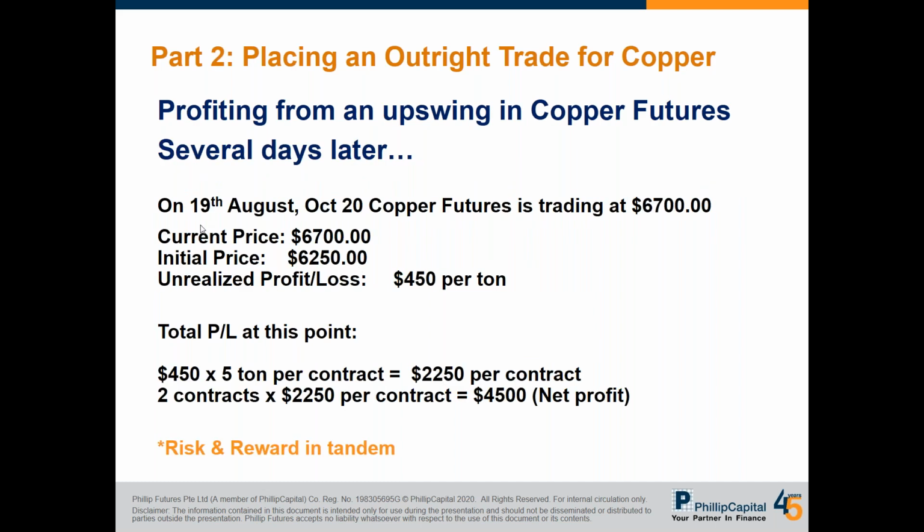If we move forward, assume we make some assumptions. On 19 August, the price starts to move higher and it's trading at 6,700. If you decide to unwind your position at that point in time, your unrealized profit is about 450 per ton. So this is how your P&L will look: 450 times 5, and then of course the total net profit is 4,500 because of 2 contracts.